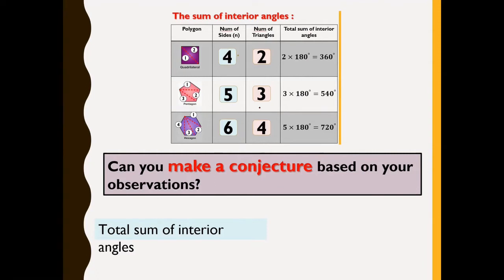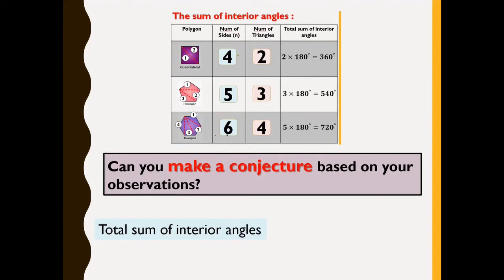It means that the pattern is what? The pattern is minus 2 from the number of sides. Am I correct? So let's say the number of sides is n, so we use n minus 2, and we will definitely get the number of triangles. Once we know the number of triangles, we multiply the number of triangles with 180 degrees. So can you make a conclusion now?